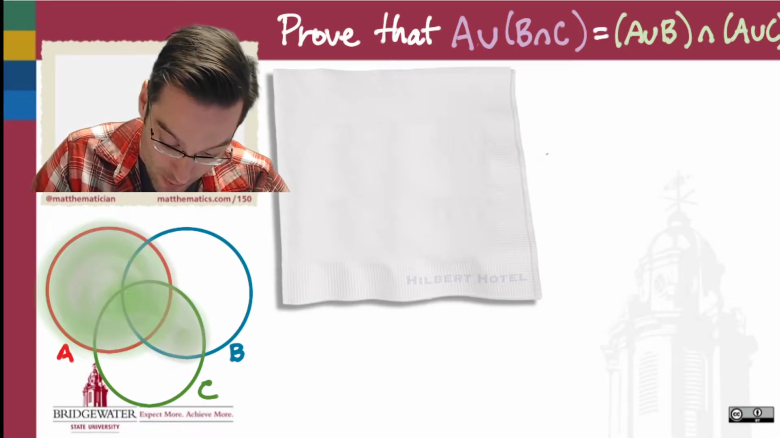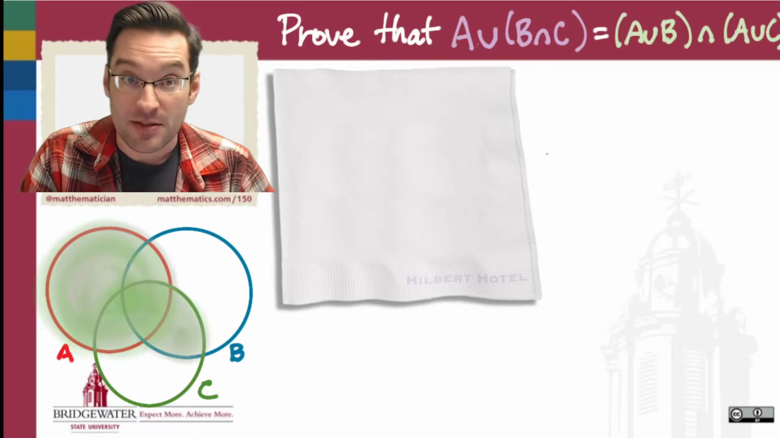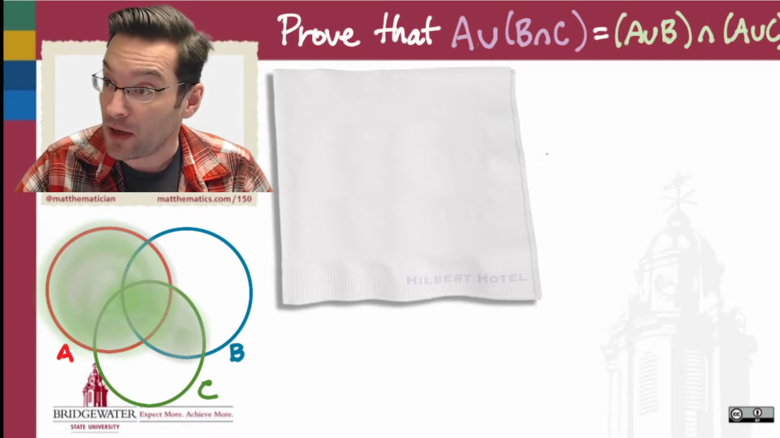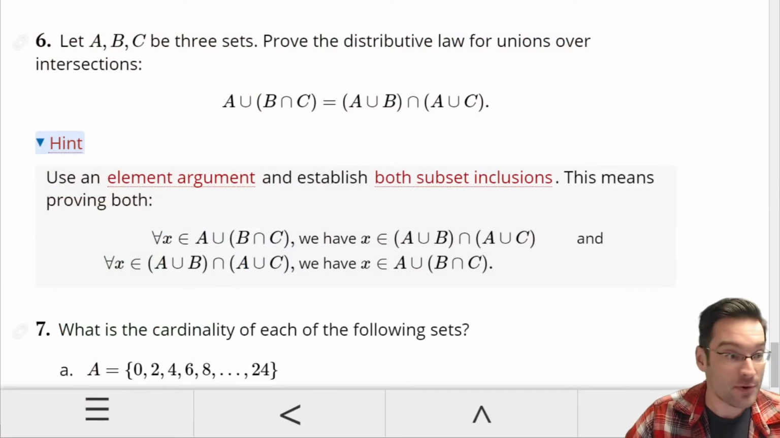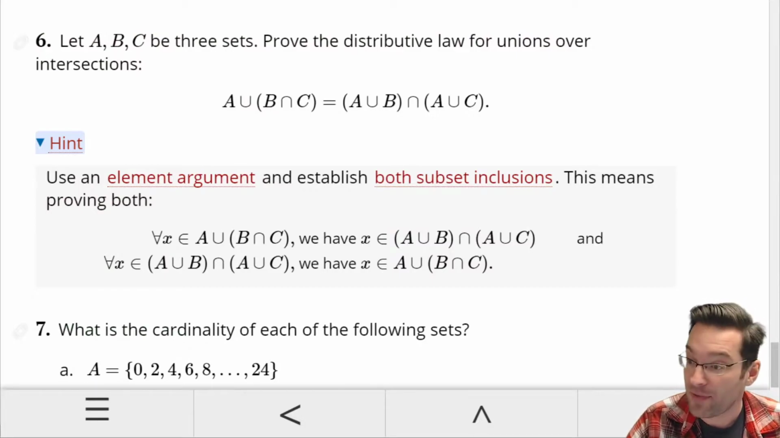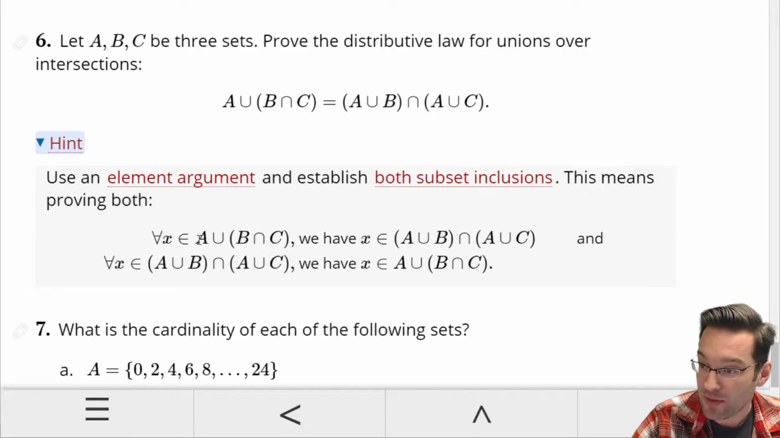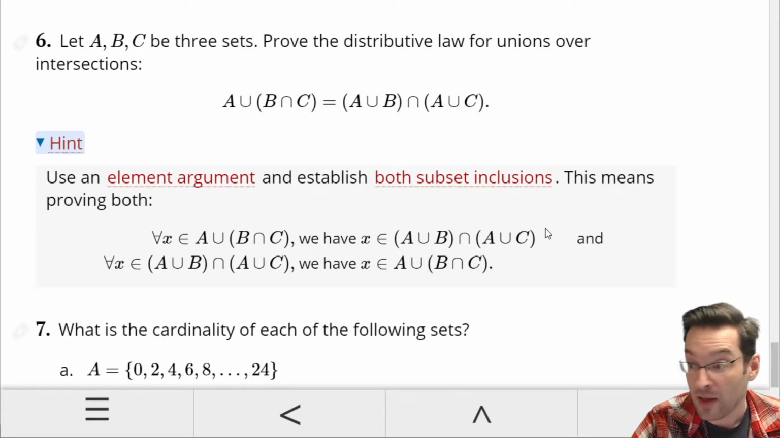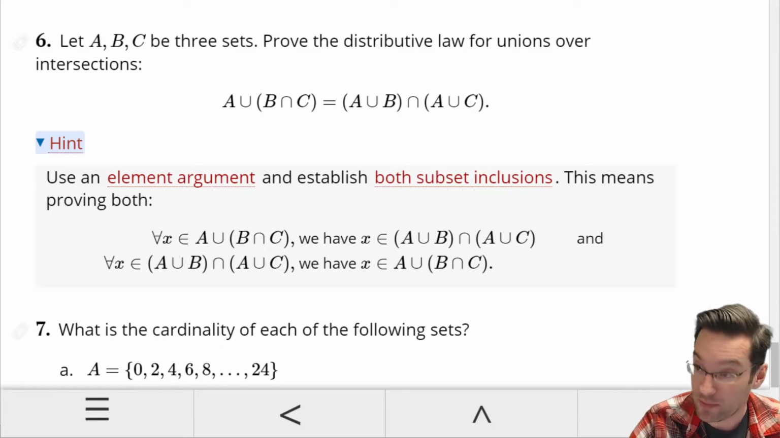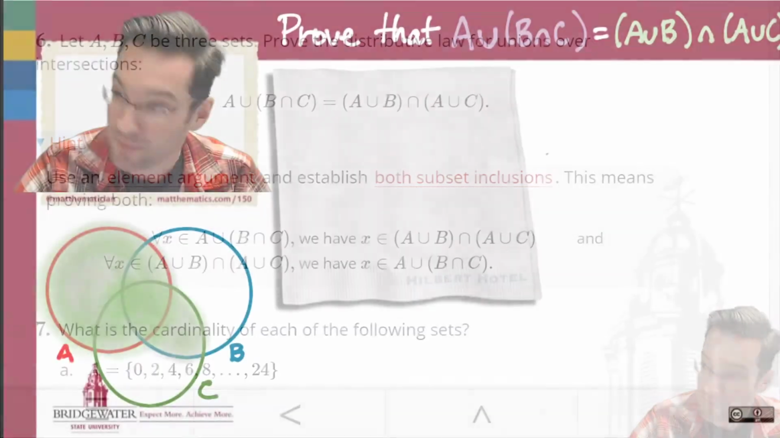Because you'll probably end up hitting a wall. Okay, so let's, again, outline what the element argument would look like. We have to establish those two different claims. We have to establish that if I pick any arbitrary x belonging to A union the intersection of B with C, I then need to prove that that x belongs to the intersection of the union of A with B and the union of A with C. So that's going to be one portion of the argument.